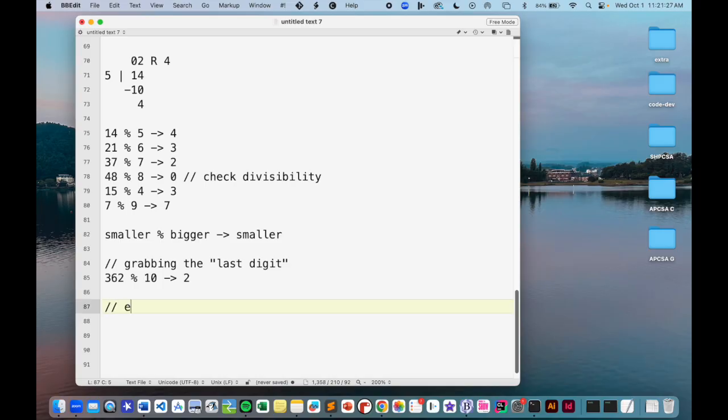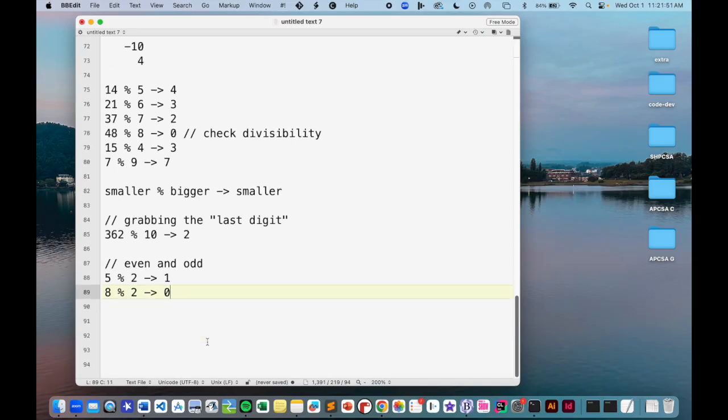There's also the idea of even and odd, which I can actually check by modding something by 2. Like, what is 5 mod 2 is going to be 1, and that's because 5 is an odd number. What is 8 mod 2 is going to be 0, and that's because 8 is an even number.